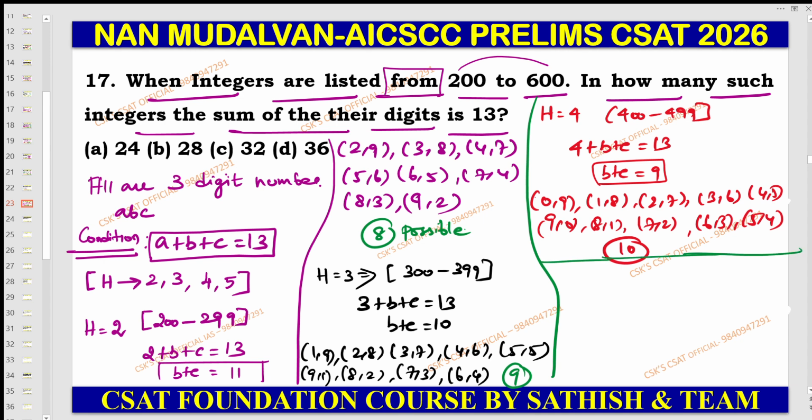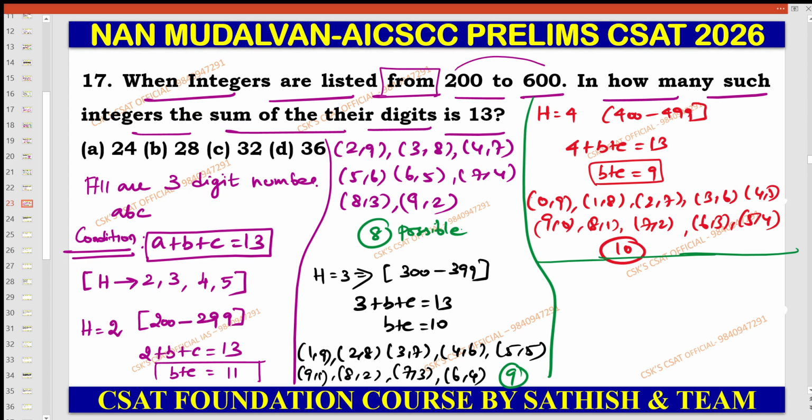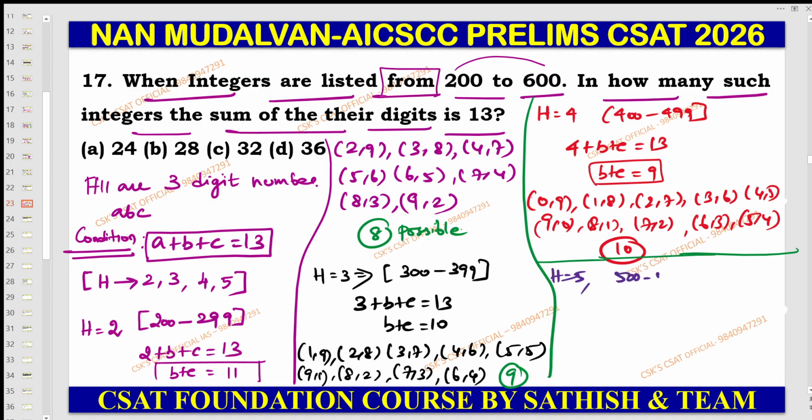Next, I am taking h is equal to 5. If I am taking h is equal to 5, which means 500 to 599. Alright. So therefore a is 5, b plus c is nothing but 13, b plus c must be 8.